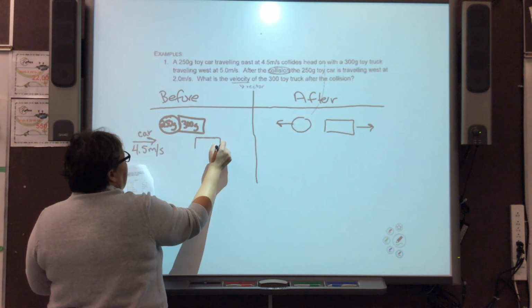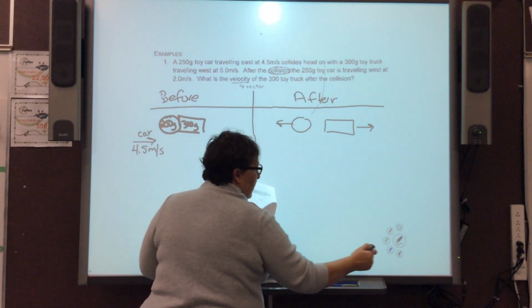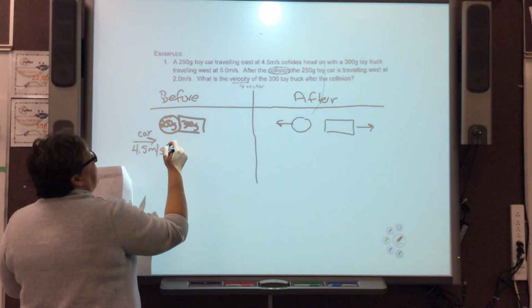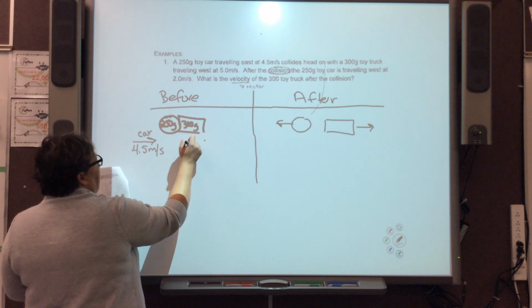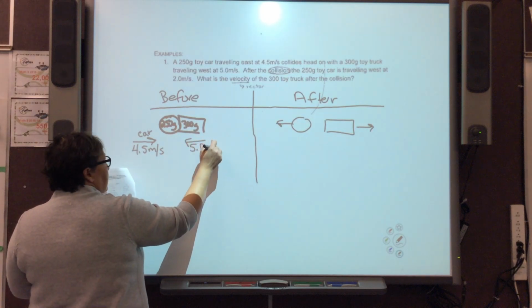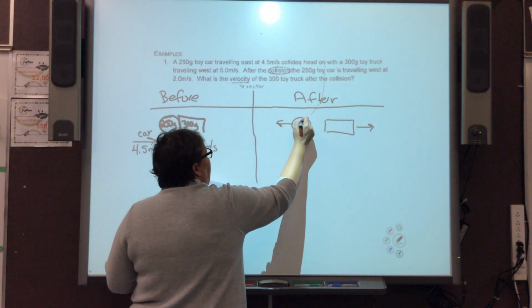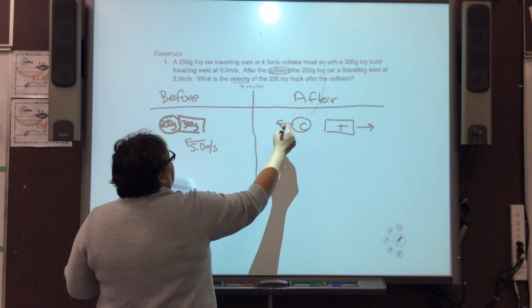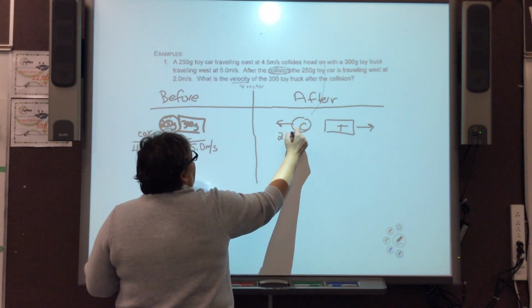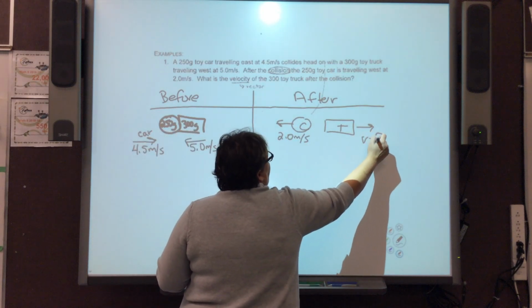And after, oops, let me draw another truck. After, the truck is traveling 5.0 meters per second. Afterwards, the car is traveling west at 2.0 meters per second, and it wants to know the velocity over here.